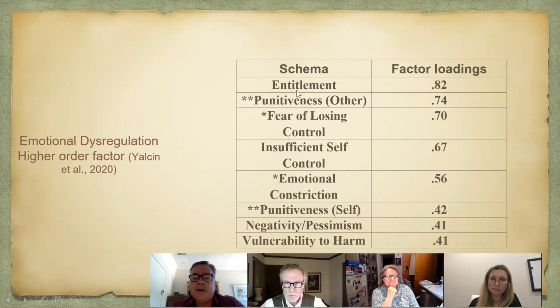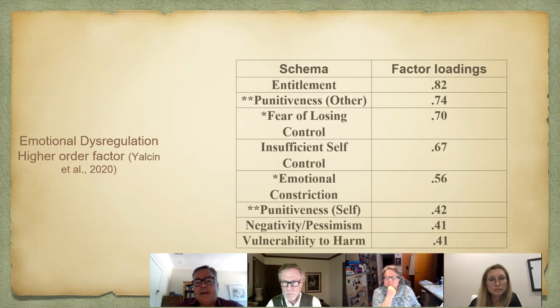In the article, we called it an emotional dysregulation factor because it was high on entitlement, punitiveness towards others, fear of losing control. These were the schemas that come up here. So it's with reason we called it emotional dysregulation. If you look at Young's book on borderline personality disorder, other than the disconnection domain, the next factors highlighted in that book as present in borderline personality disorder are entitlement, punitiveness, these kinds of things here. So that's why we gave it that name.